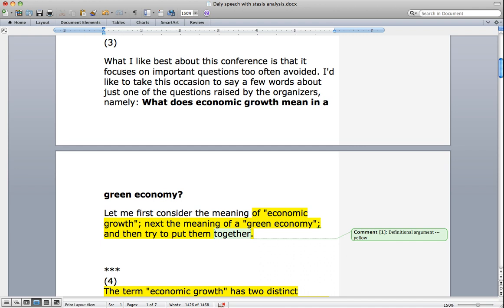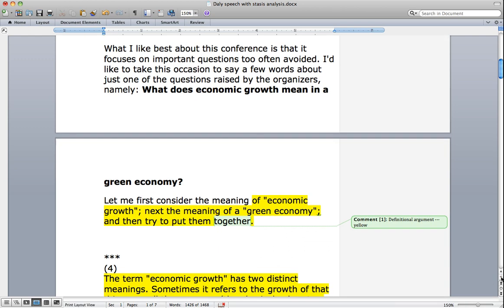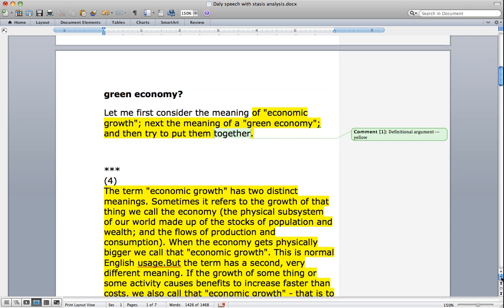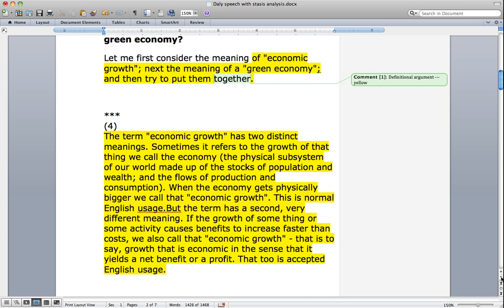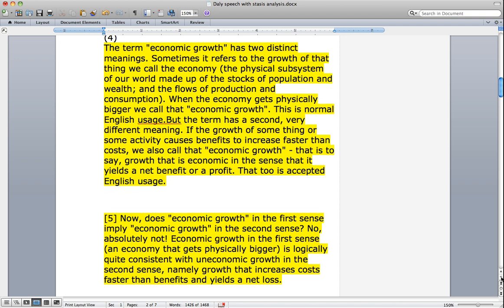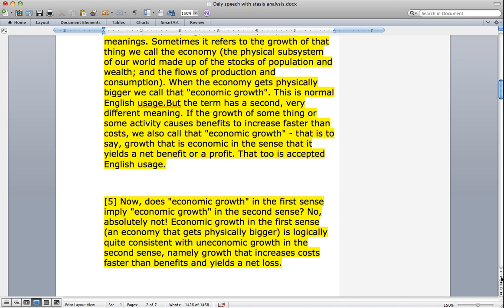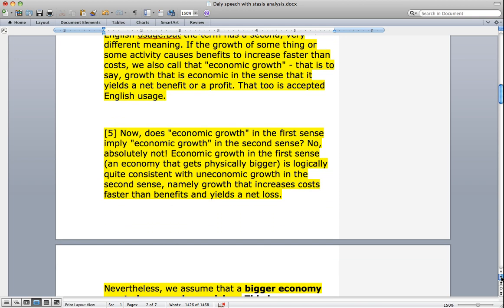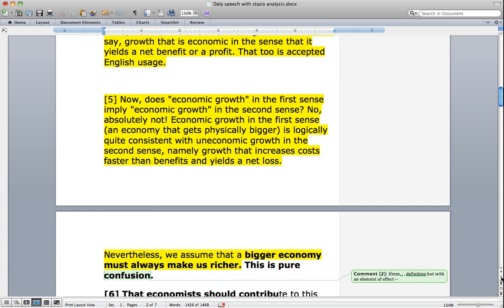So not surprisingly, since we know that he used a lot of definitions in this speech, we see that his very first entry into the speech is a definitional argument. And we see that continuing into paragraph 4, where he investigates the term economic growth and its two distinct meanings, and then considers a little bit about how those meanings relate to one another. Into paragraph 5, he continues to have definitional argument.